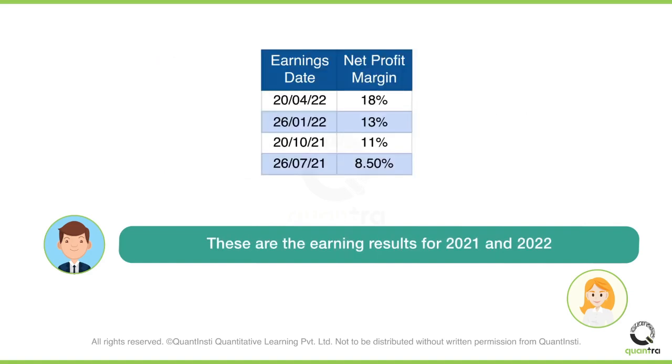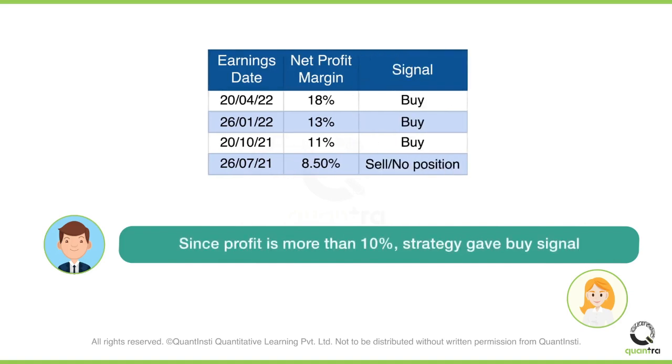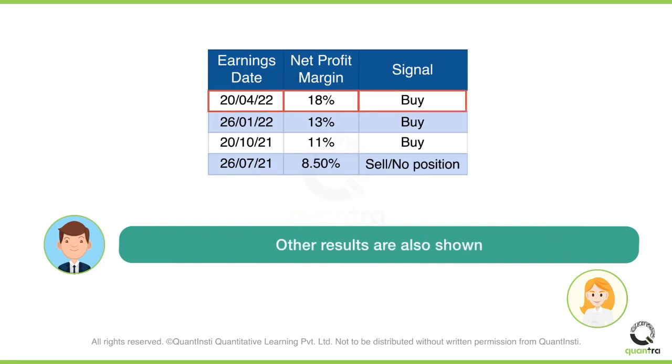As an example, he shows the earnings result for the year 2021 and the first quarter of 2022. He says that the first quarter results were released on the 20th of April 2022, and the net profit margin was reported as 18%. As the strategy checked it was more than 10%, it gave a signal of buy. Similarly, the past results have been shown on screen.